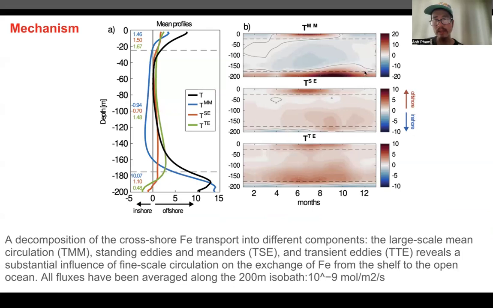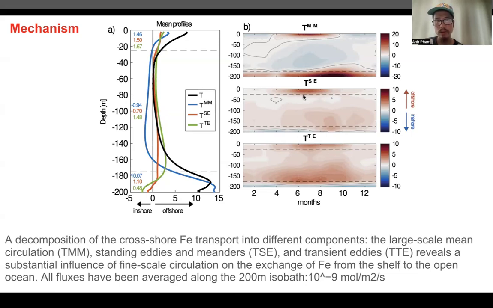And again, we have the blue color showing the inshore transport, the red color showing the offshore transport. So if we look at the first figure in the right panel here, it is the contribution from the mean ocean circulation to the transport of iron. And you can see that the contribution from the mean ocean circulation follows the pattern from the cross-shore volume flux, with offshore transport of iron in the surface boundary layer and bottom boundary layer, but inshore transport of iron in the interior layer.